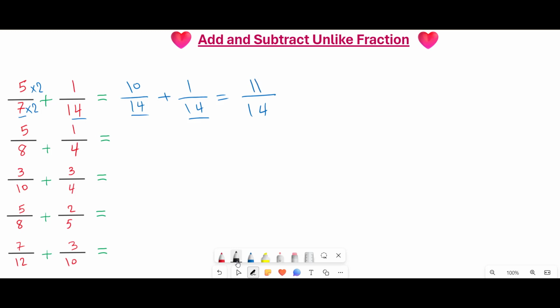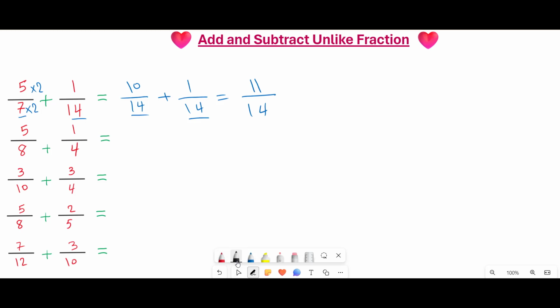Don't forget, after you do adding or subtracting, also after we take multiply and divide, the last answer should be put in simplest form. 11 over 14 is in simplest form, yes. If you don't remember how we can do it, revise the lesson, simplify fractions.